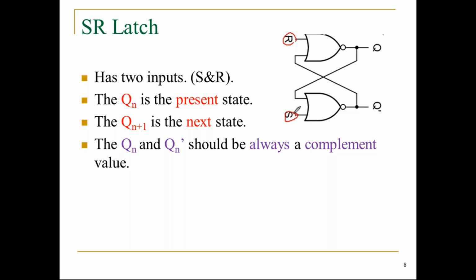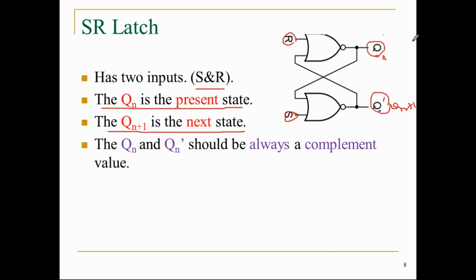Why do we call these R and S? Since they are the reset and set terminals. S and R mean set and reset. Then Q and Q bar, or Qn. Qn is the present state, and Qn plus 1 is the next state. So Qn is the present state, Qn plus 1 is the next state.